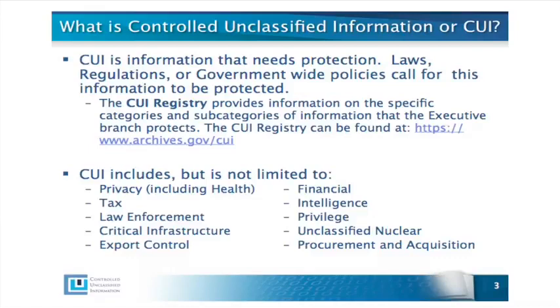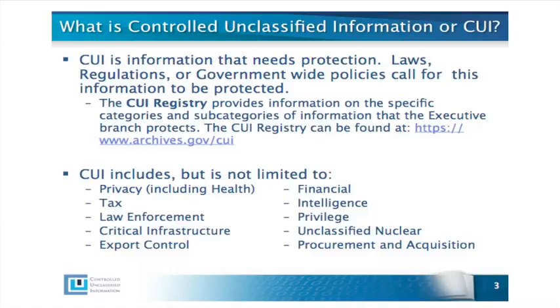The CUI registry, which can be found at archives.gov/CUI, provides detailed information on the types of CUI, or information that we protect under this program. The specific laws, regulations, and government-wide policies related to those information types can also be found there.